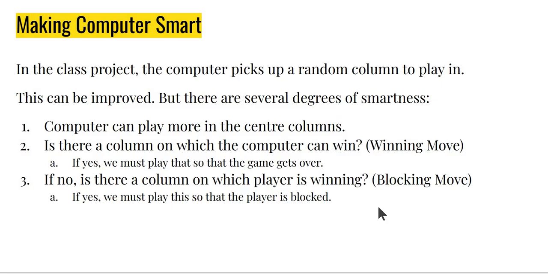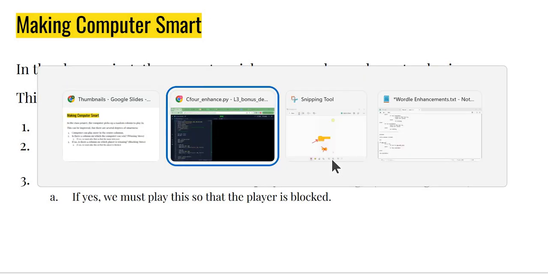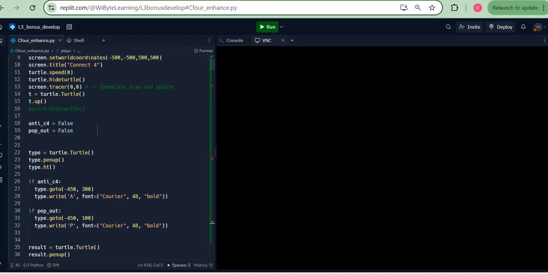So clearly there are several degrees of smartness. We are going to see this in the next few videos, starting from this one, where we'll see how we can make the computer play more in the center columns. In fact, this is quite straightforward. Basically, I get back to my code. The first thing that I do is set pop out to false, because with this smartness we want to get back to the regular rules.